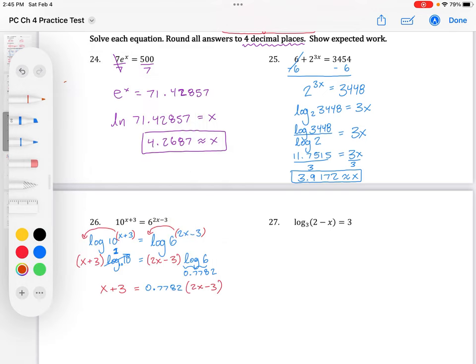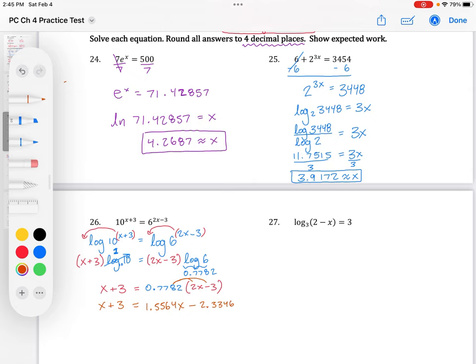All right, so the next thing I'm going to do is distribute this 0.7782. Multiplying that by 2x gives you 1.5564x minus, when you multiply that by 3, you get 2.3346. Over here, we still have x plus 3.